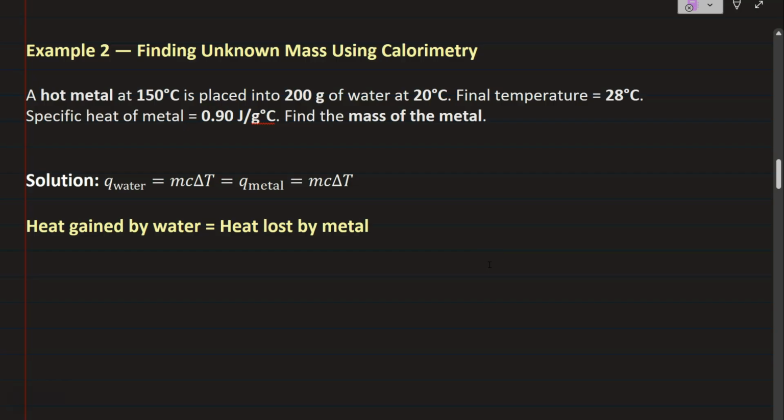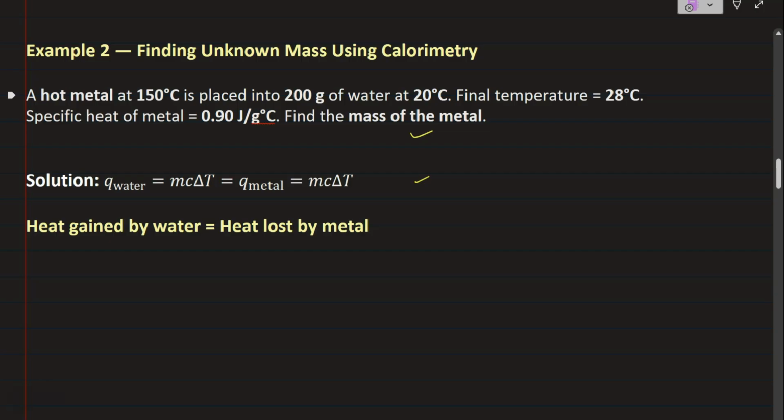All right, this is example 2, finding unknown mass using calorimetry. A hot metal at 150 degrees Celsius is placed into 200 grams of water at 20 degrees Celsius. Final temperature is 28 degrees. Specific heat capacity of the metal is 0.9 joule per gram times Celsius. Find the mass of the metal. Excellent. So we're just going to use the heat equation again, the same equation that we have used before for each one. We have to find the mass of the metal.